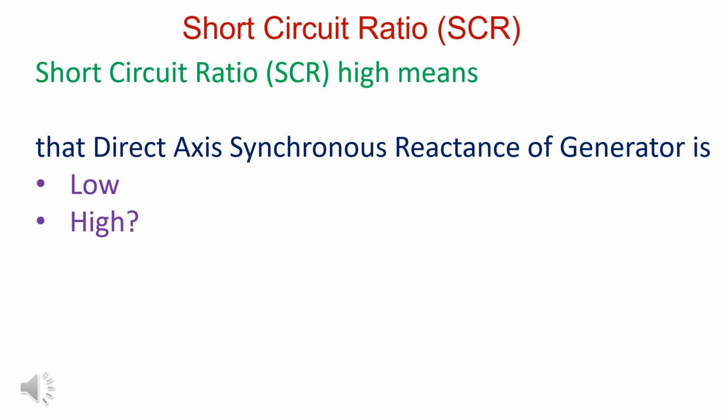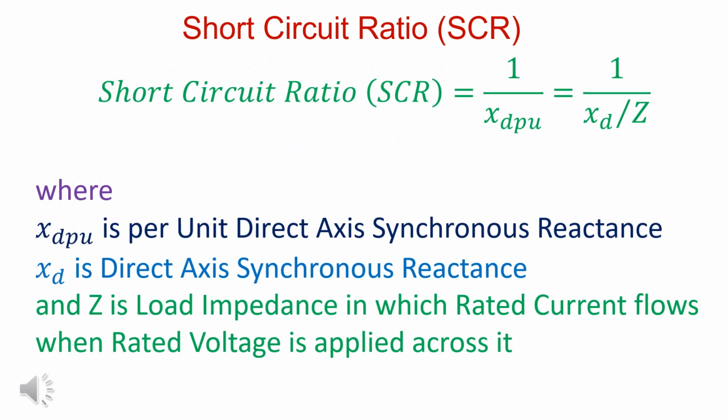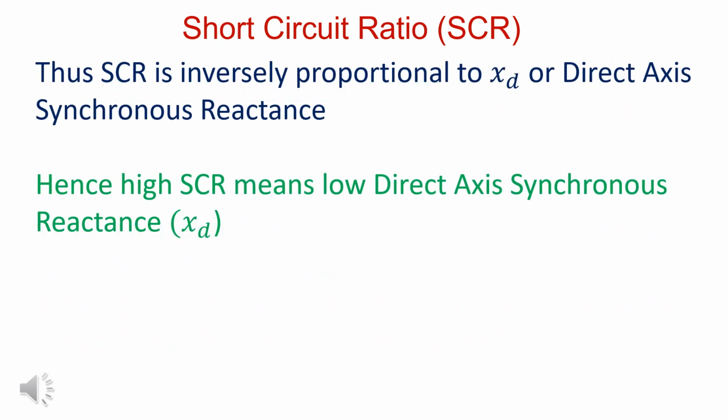SCR high means that direct axis synchronous reactance is high or low? SCR is equal to 1 by X dpu. X dpu is equal to XD by Z. Thus, SCR is inversely proportional to XD. Hence, high SCR means that direct axis synchronous reactance XD is low.